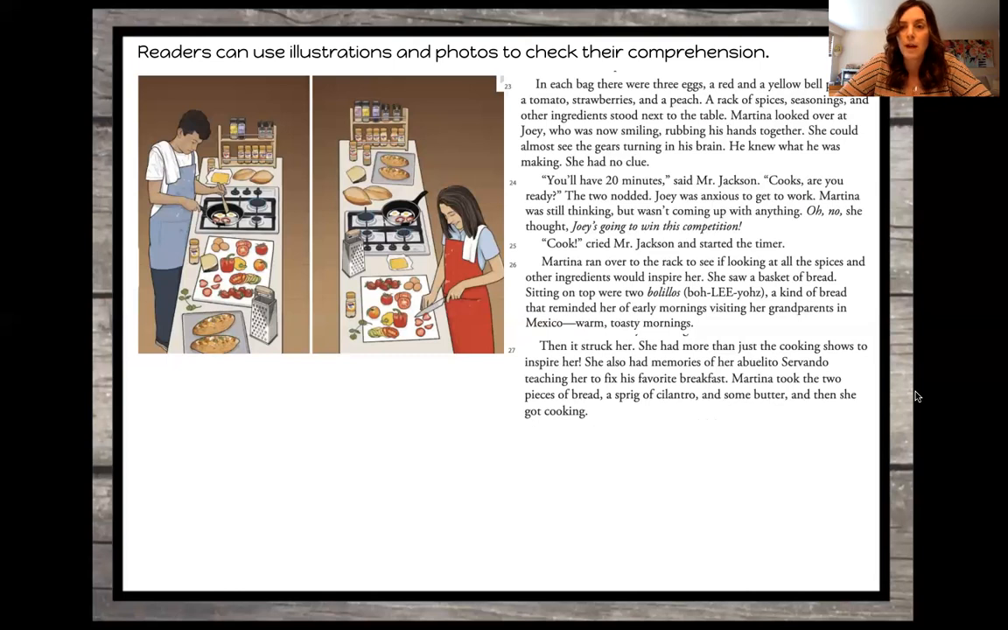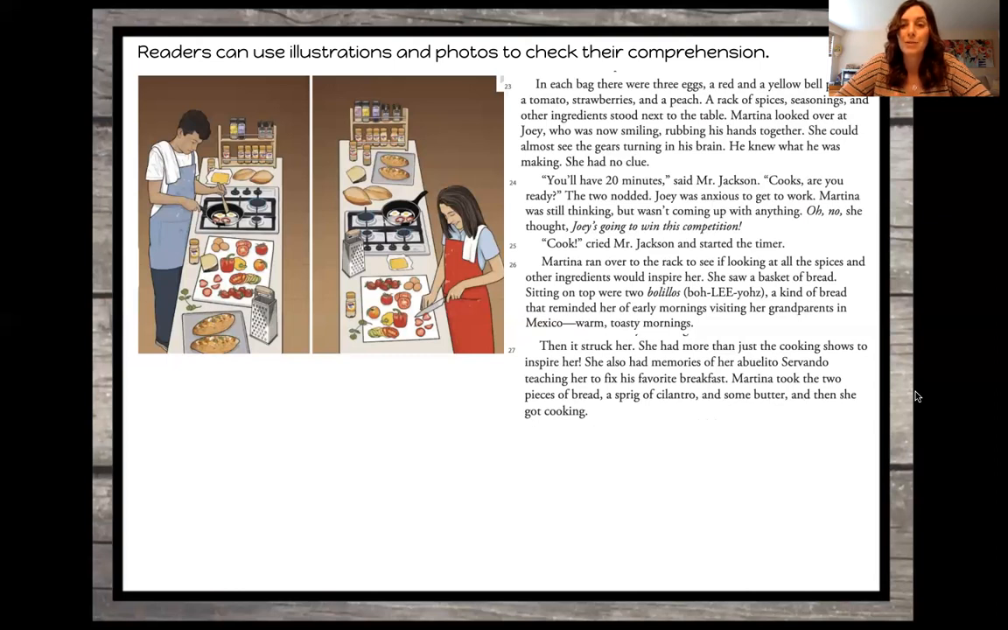Martina ran over to the rack to see if looking at all the spices and other ingredients would inspire her. She saw a basket of breads. Sitting on top were 2 bolillos, a kind of bread that reminded her of early morning visiting her grandparents in Mexico, warm and toasty mornings.